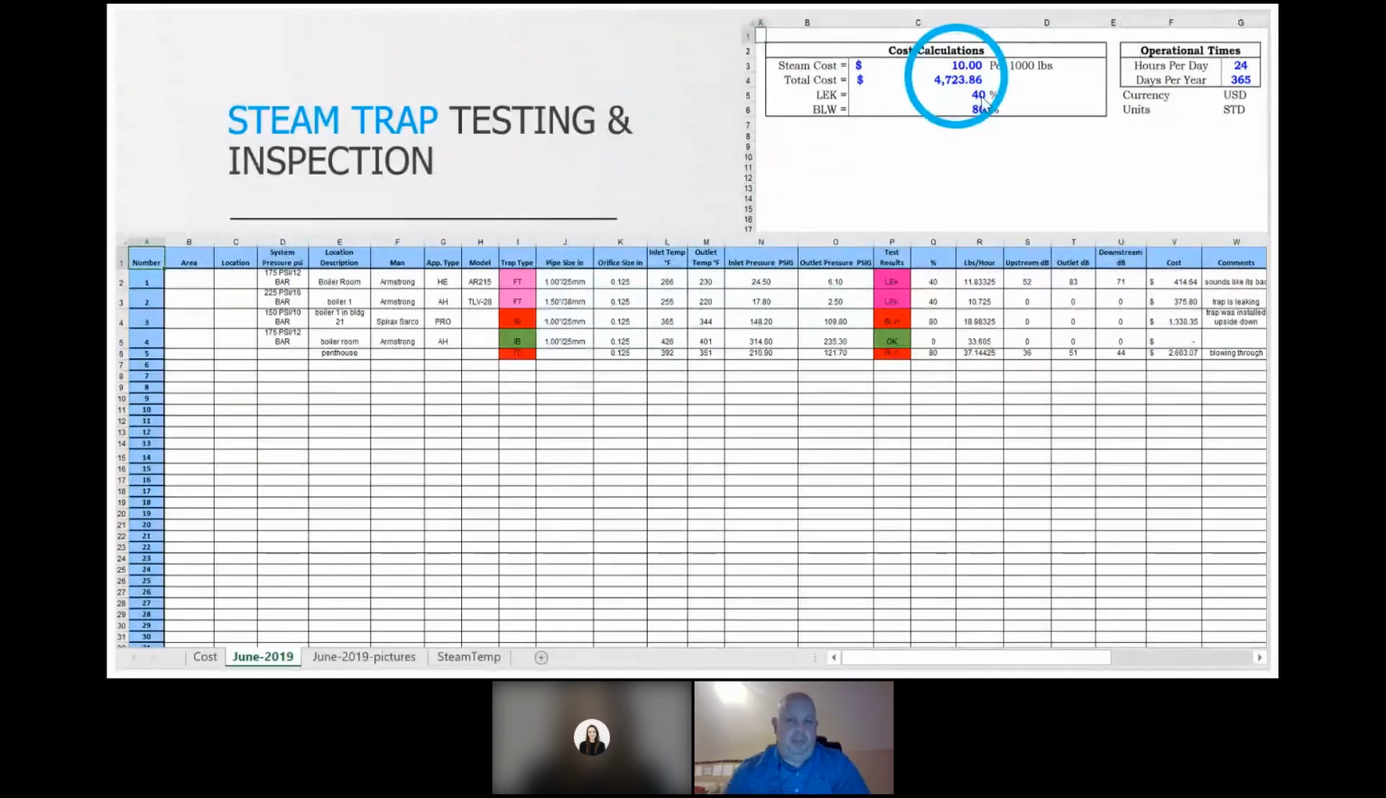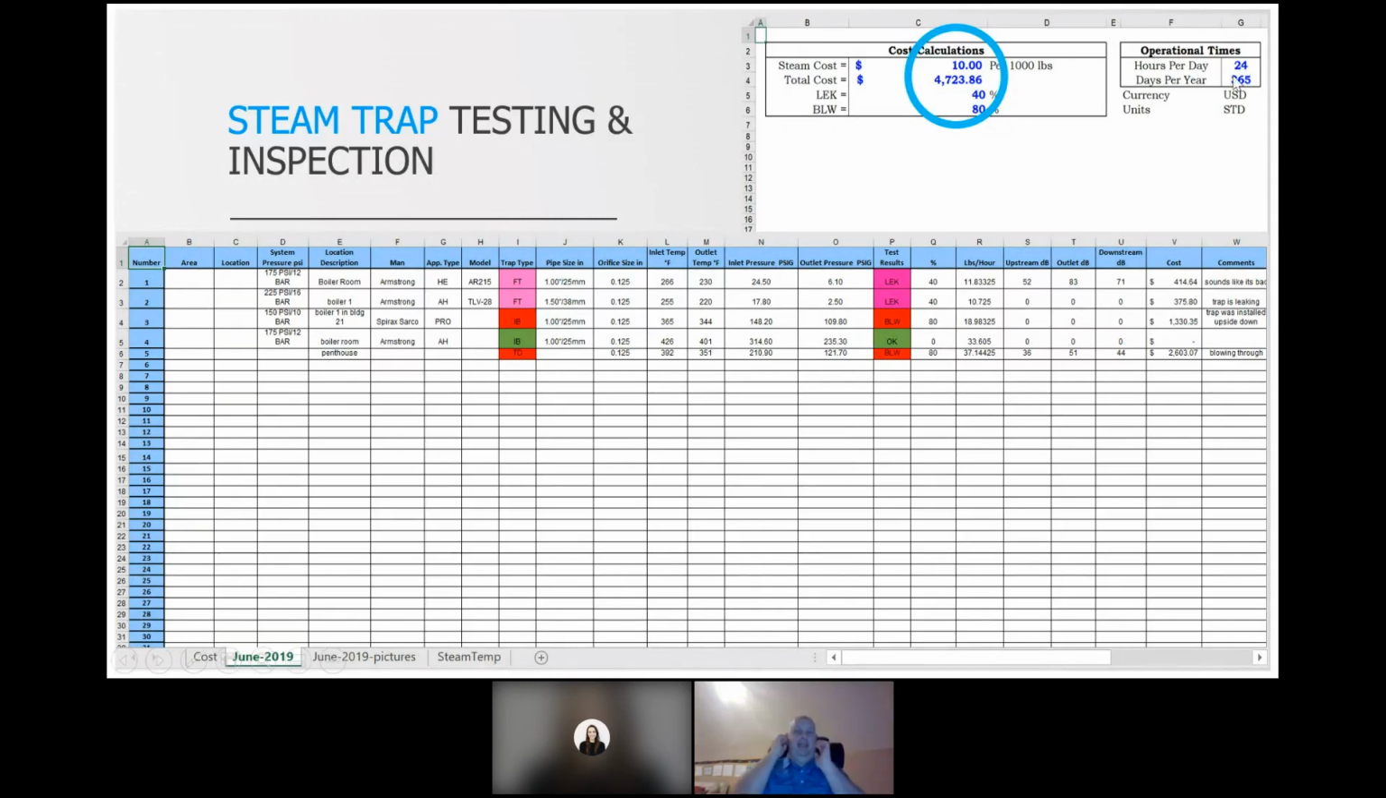Now, you could change those numbers if you wanted to make it a little more conservative. So if you have one that's leaking by, you could even say 30% and then maybe 70%. But either way, it's going to be a conservative estimation for how much those traps are costing. At $10 per 1,000 pounds, those 5 steam traps, the 2 that are leaking by and the 2 that are failed open at least, are costing this facility a little over $4,700 per year. And that's just 5 steam traps. And that's a very low number on the cost of steam.